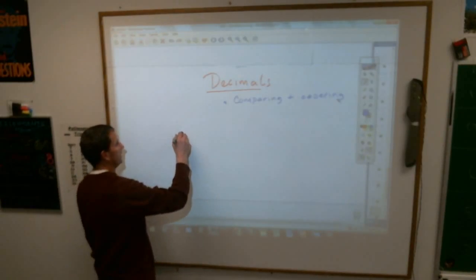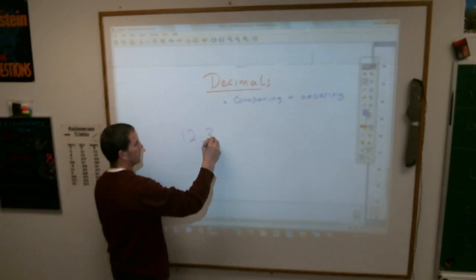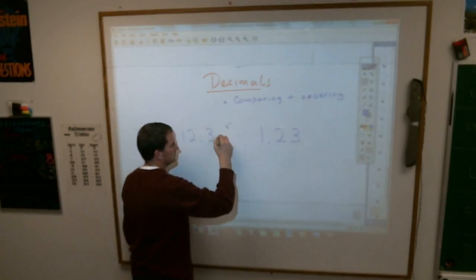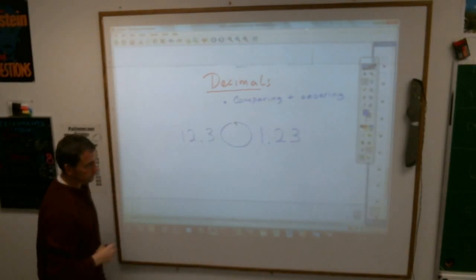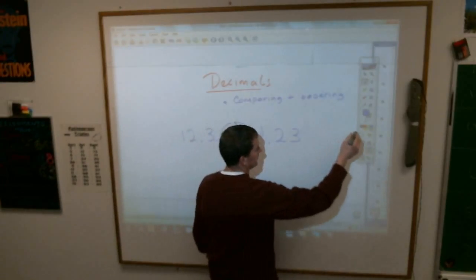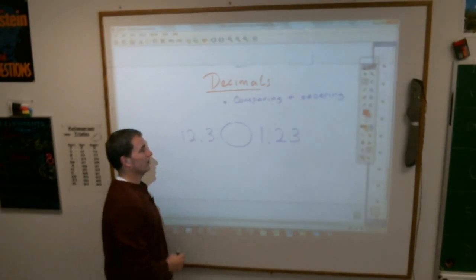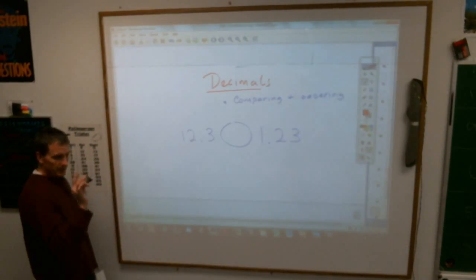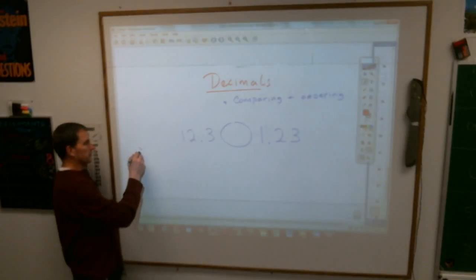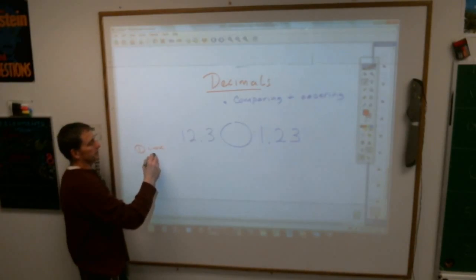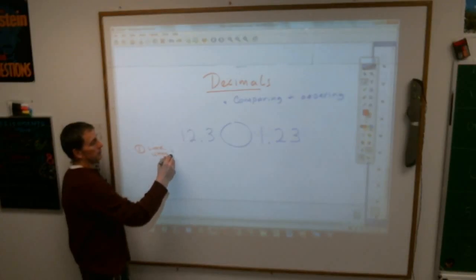For example, if I have this, and I am comparing it to this, okay? Those are identical digits there. They're all 1s, 2s, and 3s, but where the decimal goes makes an incredibly big difference there. So if you are comparing decimals, you probably know this, but the first thing you need to do is look at the whole number part. Look at the whole number. In other words, look at what's left of the decimal.